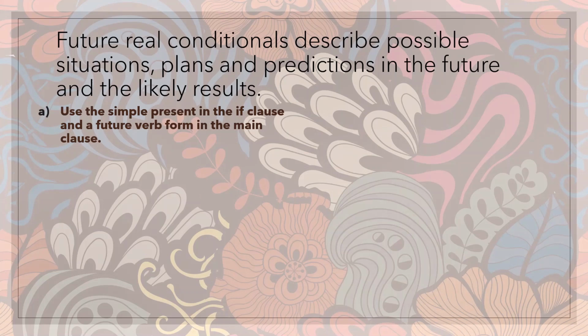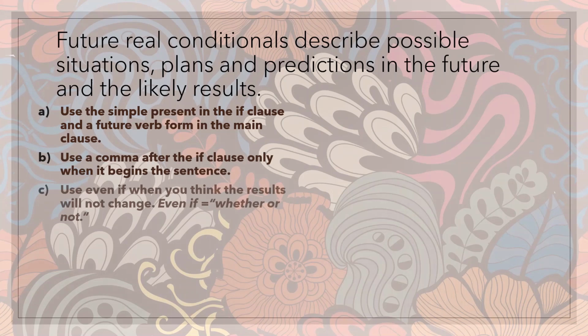First, we're going to use the simple present in the if clause and a future verb form in the main clause. Don't forget to use a comma after the if clause only when it begins the sentence. You can use even if when you think the results will not change. Even if is equal to whether or not.